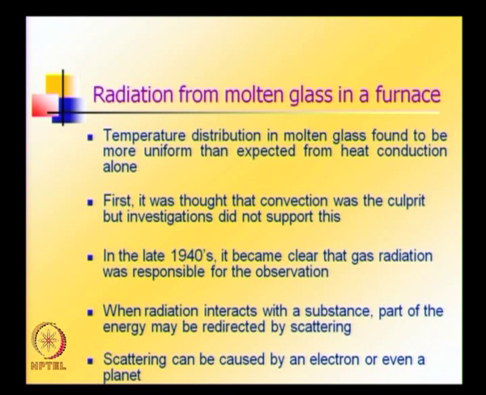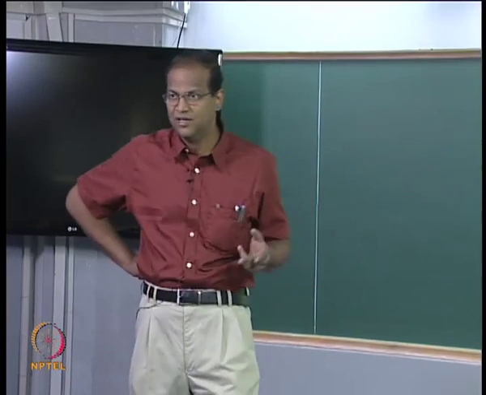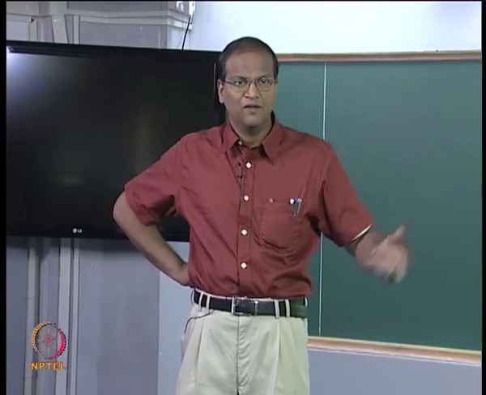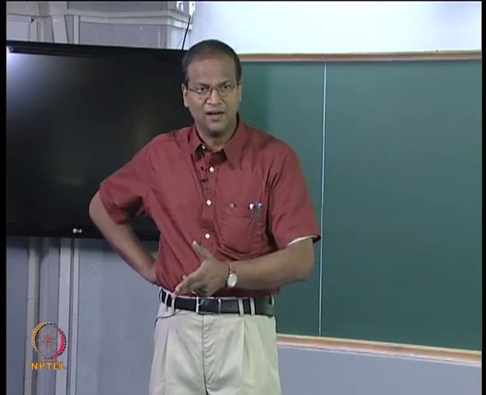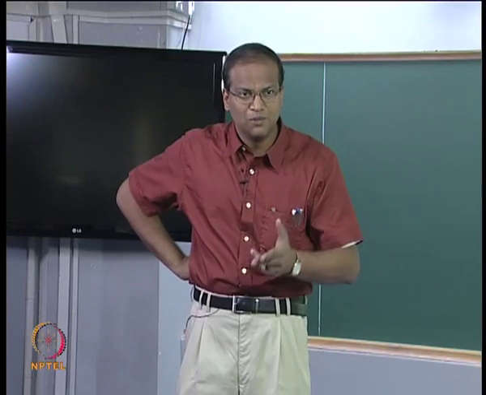When radiation interacts with a substance, part of the energy may be redirected by scattering. Scattering can be caused even by an electron, or it can be caused by a planet also. So these are the length scales which are involved in scattering. Depending upon the length scale, I will use different theories of scattering. If it is very small, I will use only Rayleigh scattering. Rayleigh scattering was studied by Raman, and that is why the sky is blue and all that.